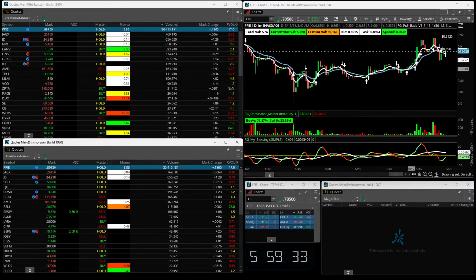Don't chase green candles like this. Wait on a pullback and we'll play the next run up. If you chase green candles, you could get stung. So just be careful if you do.